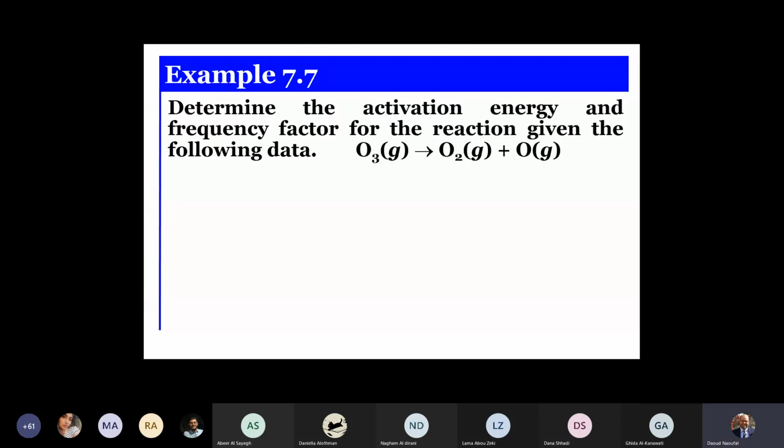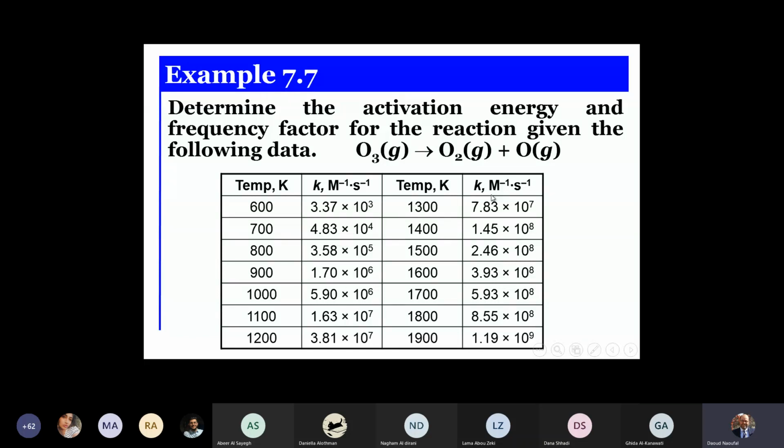Example 7.7. Determine the activation energy and the frequency factor for the reaction O3 gas to O2 gas and O gas, given the following data.